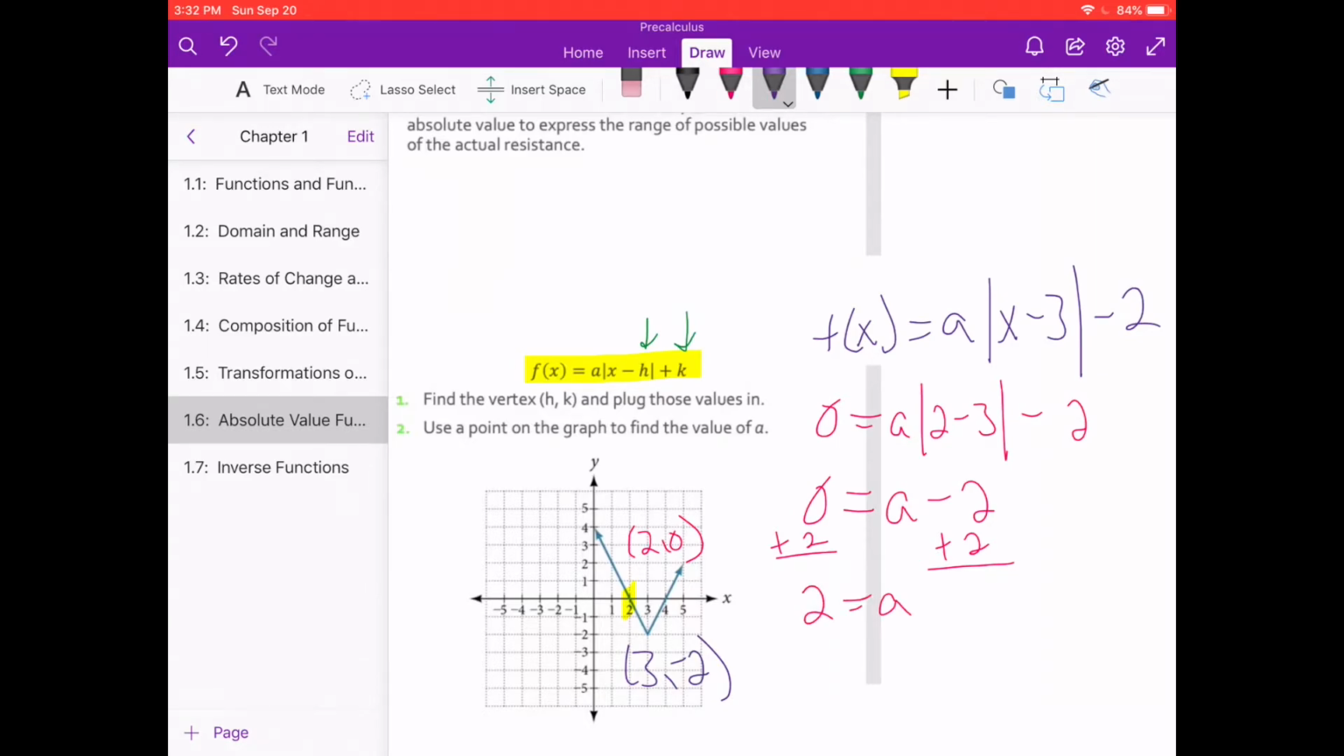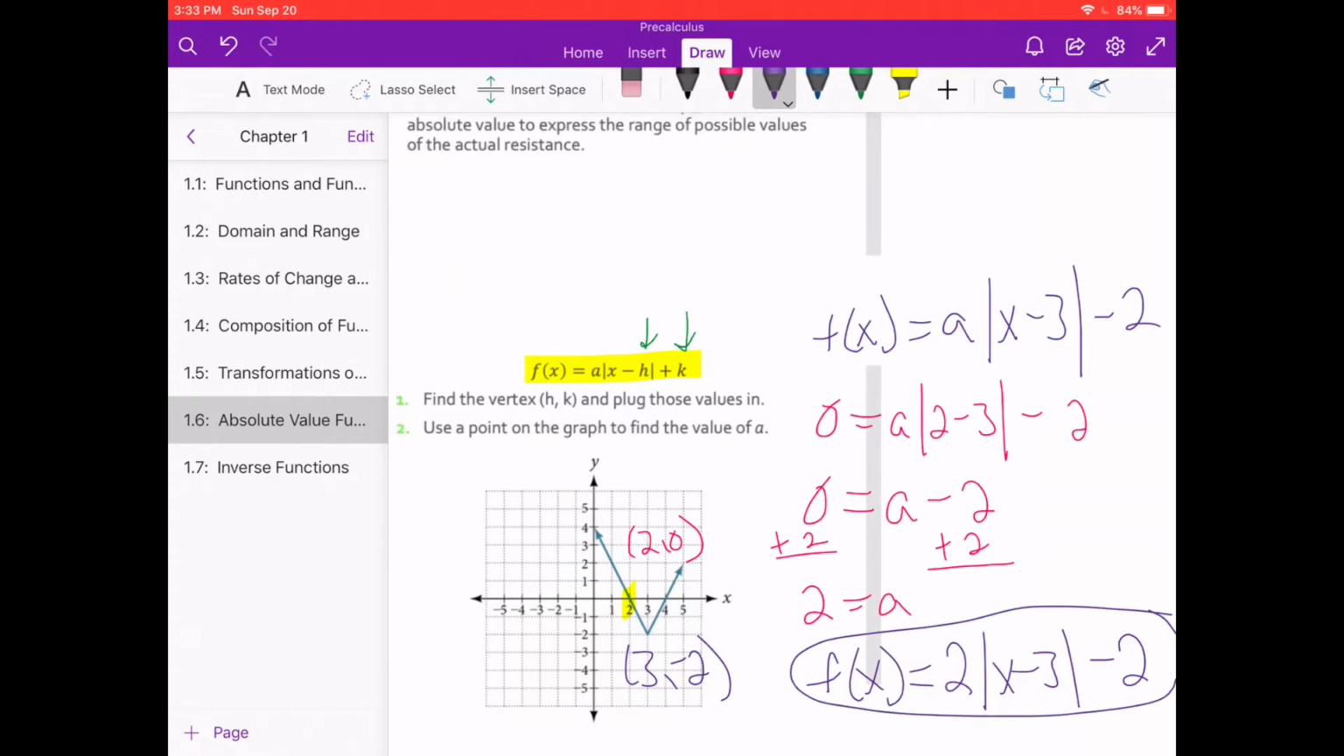So let's go back to our function. f of x equals, now we know a is 2, times the absolute value of x minus 3, minus 2. So right there, we found the equation of that absolute value that's graphed.